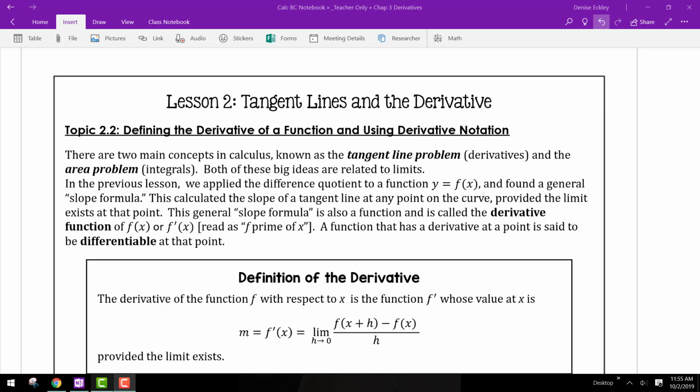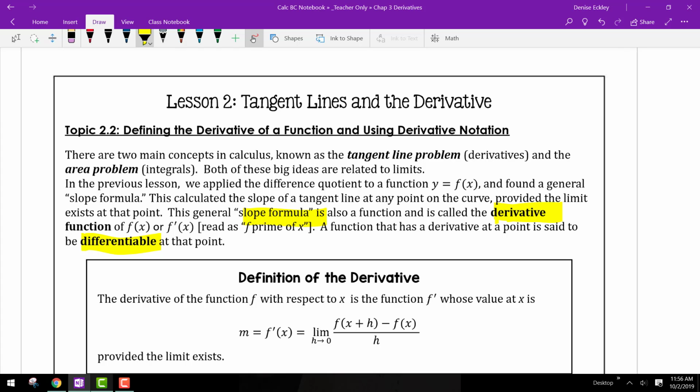From the previous lesson, we talked about the difference quotient, and we found a general slope formula, and we could find the slope of the tangent line at any point provided the limit existed. This general slope formula, as we're calling it now, is in fact the derivative. It's read f prime of x, and a function that has a derivative at a point is said to be differentiable at that point, and that word's going to come into play quite a bit as we move forward.